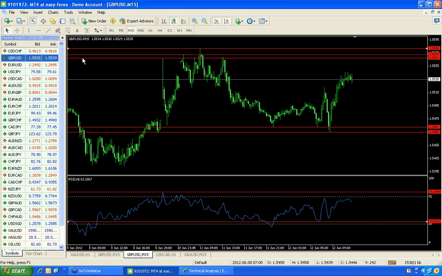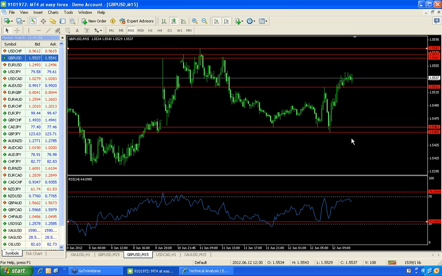Now in terms of knowing where I should get out, you would be looking again at the same way you look for entrance points, you look for exit points. So we can see here that previously the price was struggling to move through 155.20. So possibly we'd be looking to get out around there.